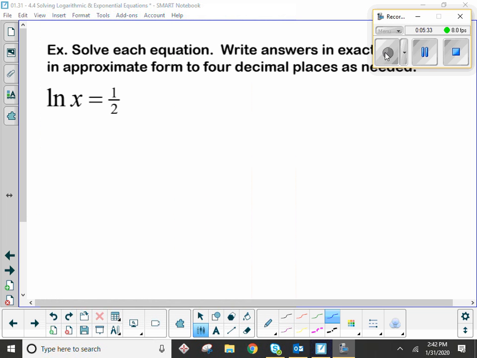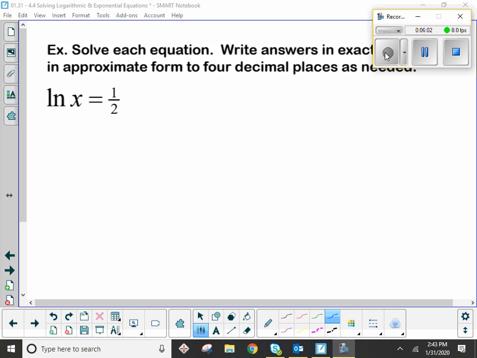We skipped the last 2 slides. We're getting straight into the work. The directions say solve each equation, write answers in exact form and in approximate form to 4 decimal places. So I have ln of x equals 1/2. What do we call ln? It's the what kind of log? The natural log. Okay.